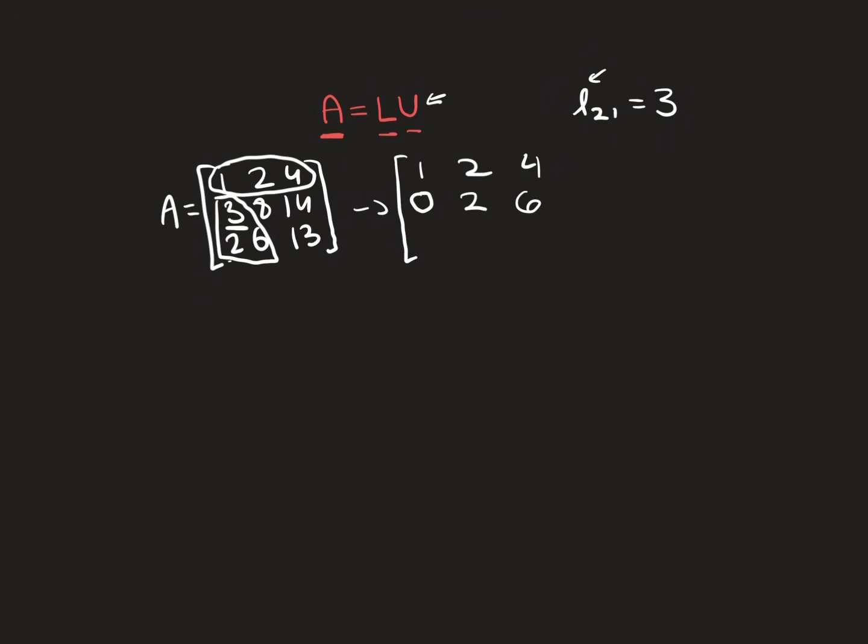Now we do the same thing for this value. This would be the third row and the first column. So the number we multiply the first row by to get L31 as 0 would be 2. We'd multiply this by 2. 1 times 2 is 2, and 2 minus 2 is 0. Then 2 times 2 is 4, and 6 minus 4 is 2. And lastly, 4 times 2 is 8, and 13 minus 8 would be 5.